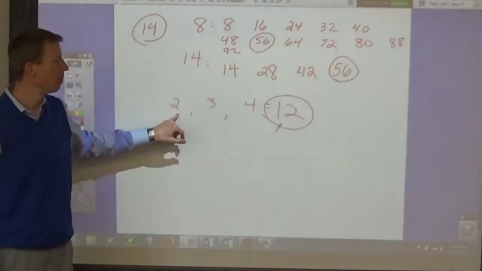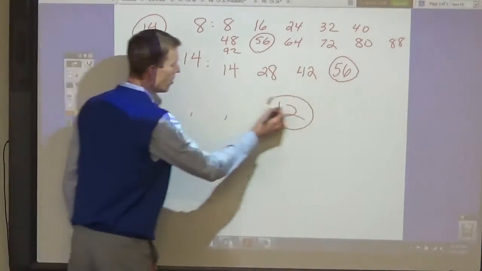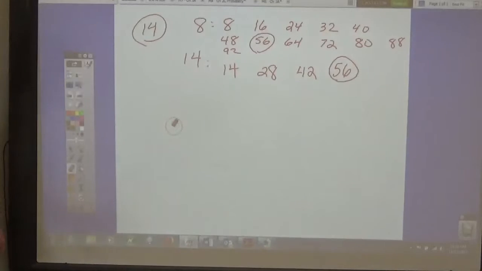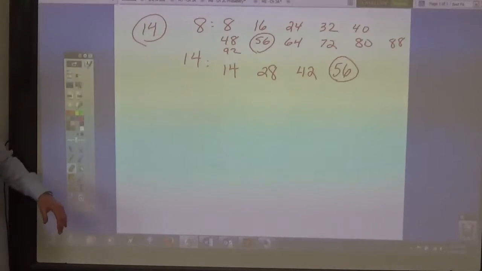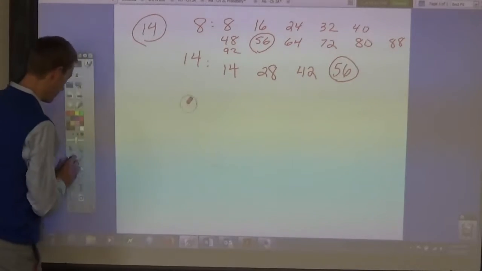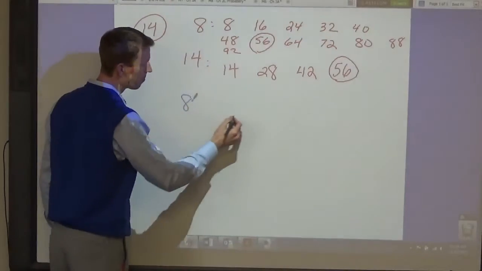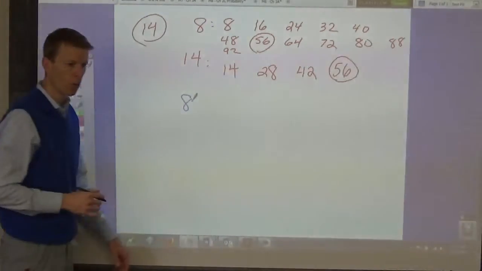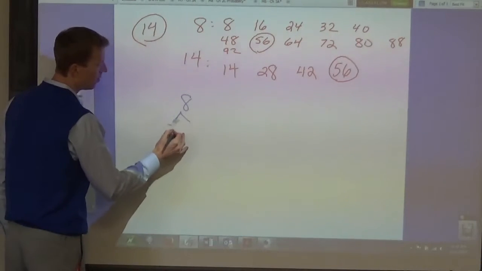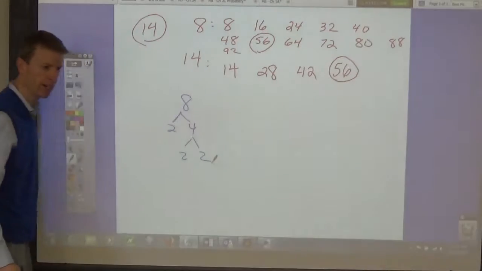Another way to do this is a more advanced method. I want to show you this. We're going to take number 14, and I'm going to show you a different way to do it without writing a list of the multiples. And this uses the factor trees. So we start with 8 and write out the prime factorization. So 2 and 4, 2 and 2, right?